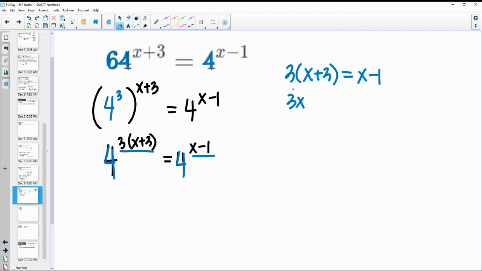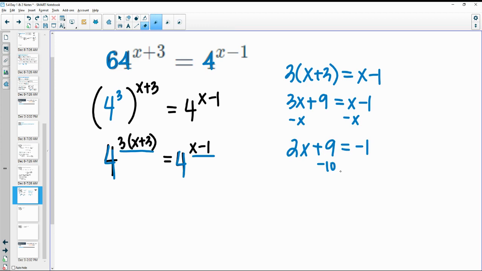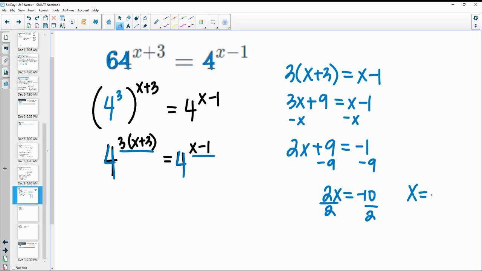So we'll distribute that. So 3 times x is 3x, and 3 times 3 is 9. And then I'm going to subtract x from both sides to get these x's together. So I'll have 2x plus 9 equals negative 1. Subtract 9 from both sides. And then you get 2x equals negative 10. Divide by 2, and we get x equals negative 5.